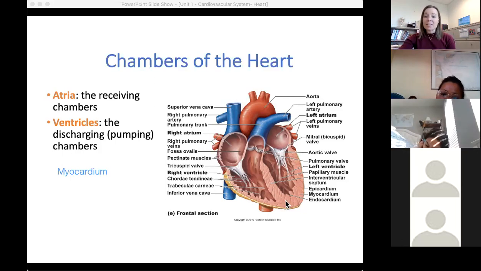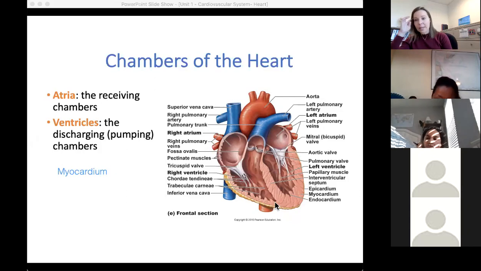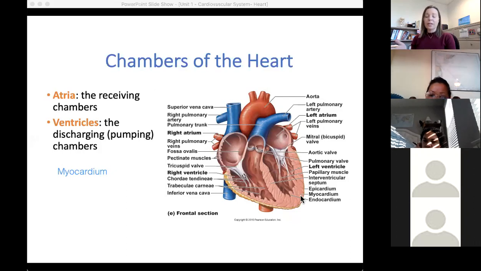It has the thickest wall. So look how thick the myocardium is on this left side. Look at this side compared to this side. And you will definitely be able to see this when you're using your scalpel and cutting into the left side versus the right side. It's much harder to get through the left side because it's so thick.